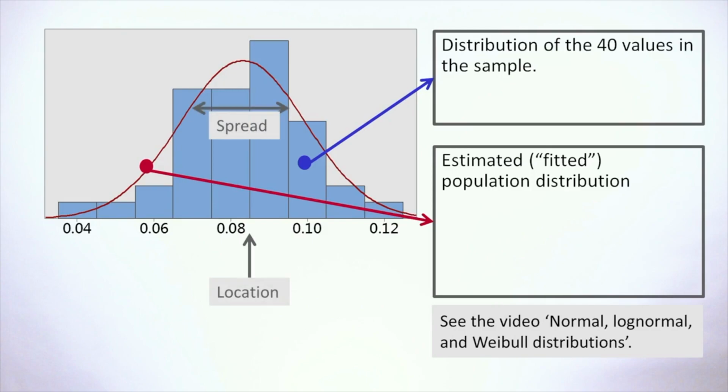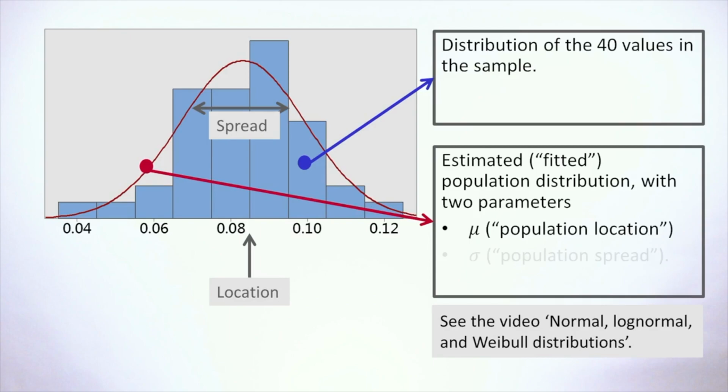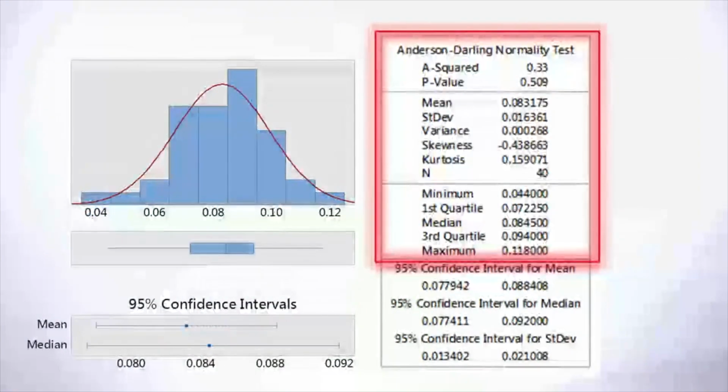The location is denoted by the Greek letter mu, and it is an unknown value because we have not measured all produced coffee. And the spread is denoted by the Greek letter sigma and is also an unknown value because we have not measured all produced coffee. So, how can we use the sample to say something about this location and this spread? Let's have a look at the other output Minitab provided us.